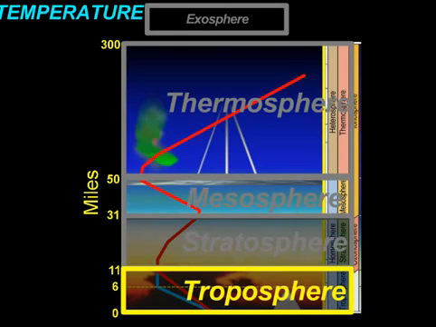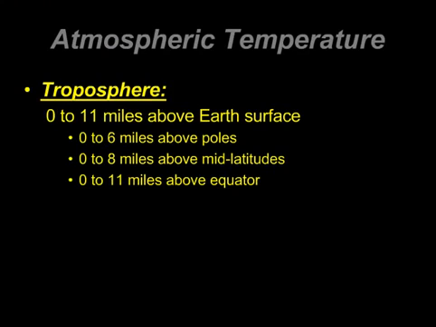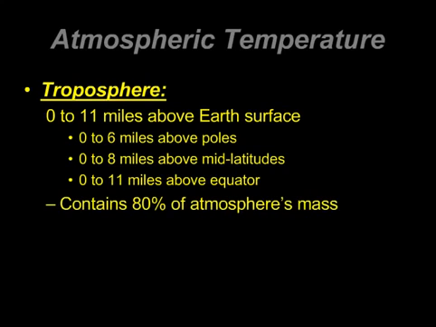Our fourth and final layer based on temperature is the troposphere, and so we tropes around the troposphere, us human beings. The troposphere is anywhere from 0 to 11 miles above Earth's surface. And if we go to the poles, it's 0 to 6 miles, where we are about 0 to 8 miles, and the thickness would be about 0 to 11 miles above the equator. And overwhelmingly, this is where most of the mass of Earth's atmosphere is.